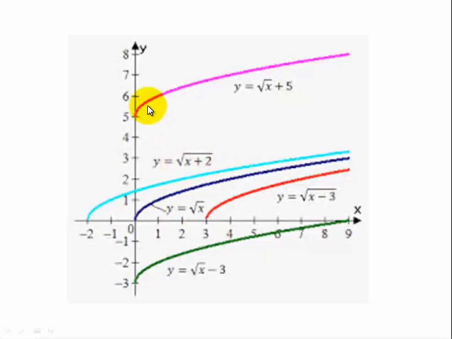If we look at the pink graph, k is 5, so it's a translation up 5 units. And if we look at the green graph, k is negative 3, so the parent function has been shifted down 3 units.